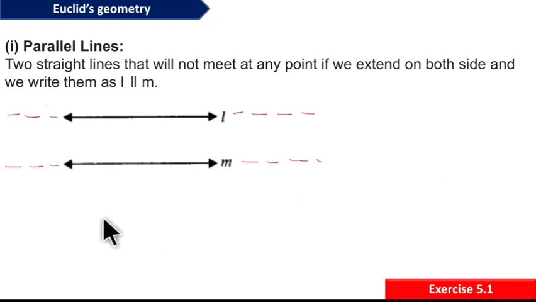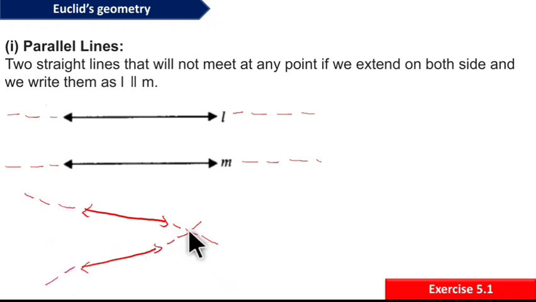No, right? If you have one line like this, and one line like this, and we extend on both sides, what happens? See here, on the right side, these lines will meet. On the left side they are not meeting, but on the right side they are. But what are parallel lines? Parallel lines are lines that will not meet at any point if you extend them on both sides. This is the definition of parallel lines. These lines L and M will not meet at any point, so we can call them parallel lines.